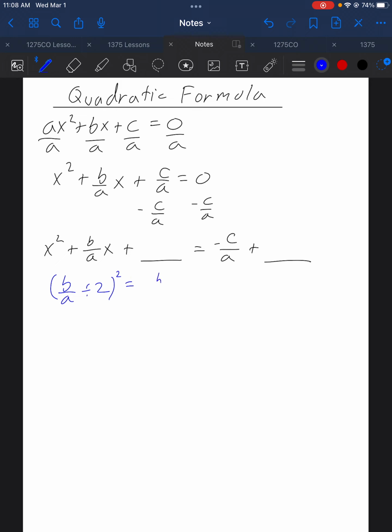So b over a divided by 2 is the same as b over a times 1 over 2. This is keep, change, flip when we're dividing fractions. So this becomes b over 2a, which again is raised to the second power. Now when you take a fraction and raise it to the second power, you can apply that exponent to both the numerator and the denominator. So we're going to get b squared over 4a squared. And remember, the reason we're doing this is because this is what's going to get added in, b squared over 4a squared, on both sides.